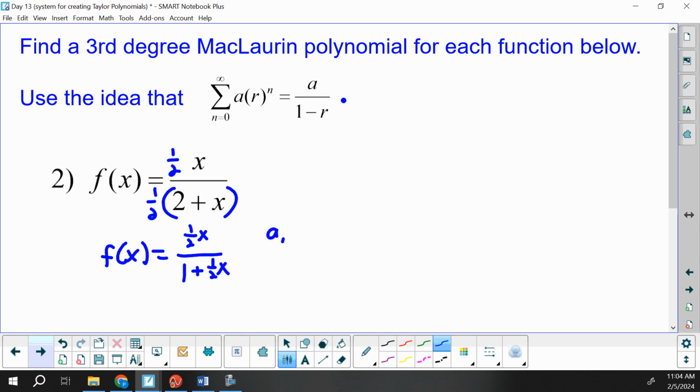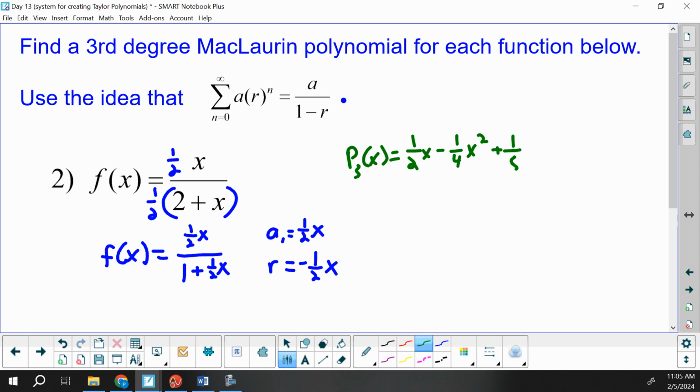This now tells us that our a1 is 1/2 x, and our r, just note it's normally 1 minus r on the bottom. So if we have a positive there, that means our r is negative. So we're multiplying by negative 1/2 x each time. So therefore, our p3 of x, we would start with a half x, and we're going to multiply each time by a negative 1/2 x. So next, we'll have negative 1/4 x squared. If we multiply by a negative 1/2 x again, we'll have plus 1/8 x cubed. And we stop there because that's when we hit third degree.